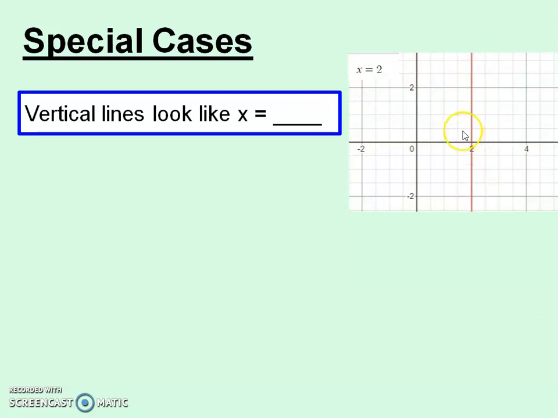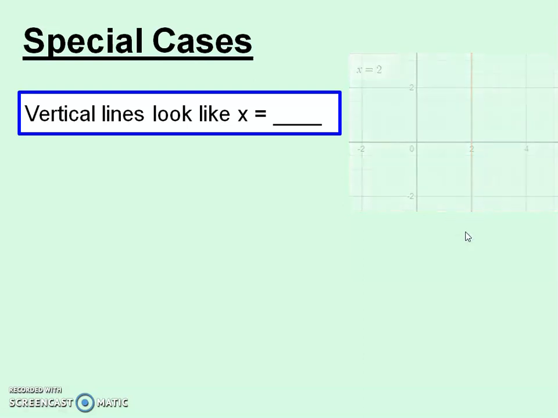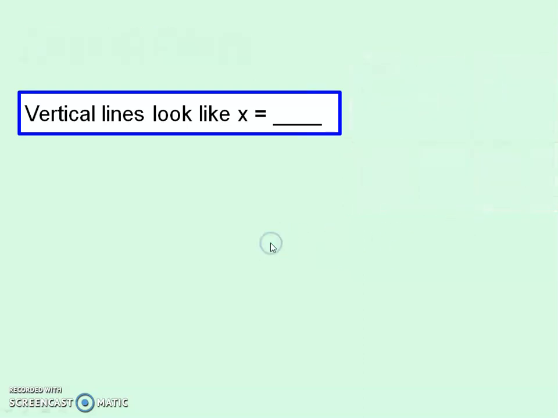How can you remember which is which? Well, if x is equal to 2, it means that the x value is always 2. So think of a few points that have an x value of 2. (2, 0), (2, 1), (2, 2), (2, 3), (2, 4). All of those points have an x value of 2. It means that x is 2, and those form a vertical line. That's one type of exception.